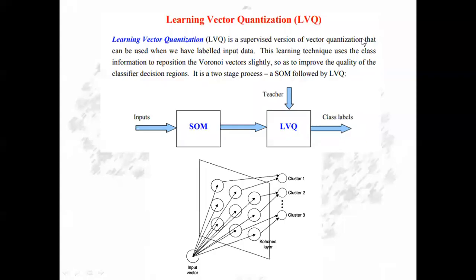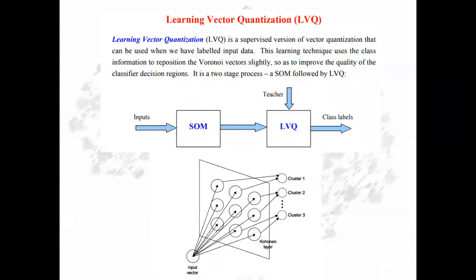Hello all. In the last class, we tried to understand the process of vector quantization, which was extended to the learning vector quantization process. So once again, let us try to recall that learning vector quantization is a kind of supervised learning. It is a combination of two steps. One is the self-organizing map.